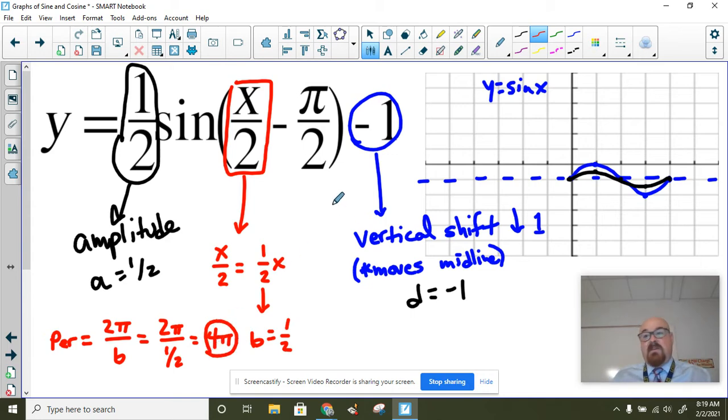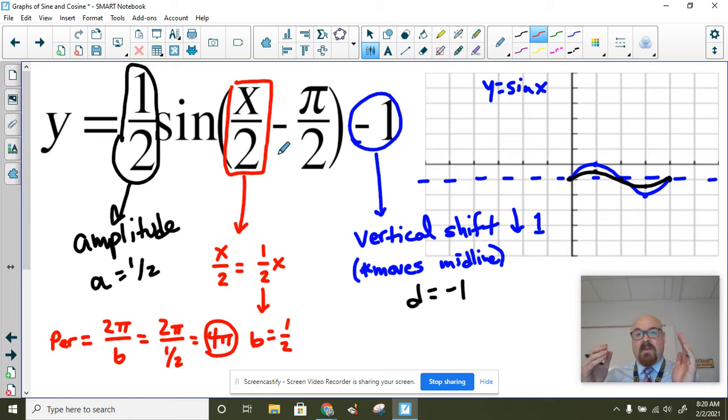Let's talk about what that means in terms of the transformation. Remember how we talked about inside and outside transformations? We've talked about it many times this semester, okay? An inside transformation is a horizontal transformation. And when we're doing horizontal transformations inside parentheses, we do the opposite.